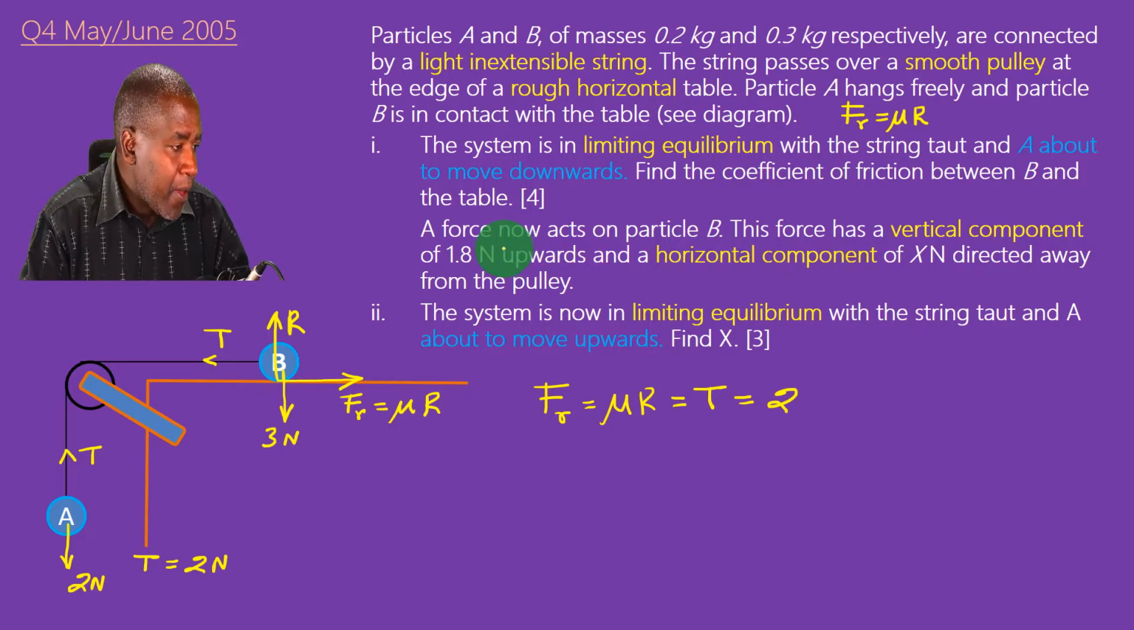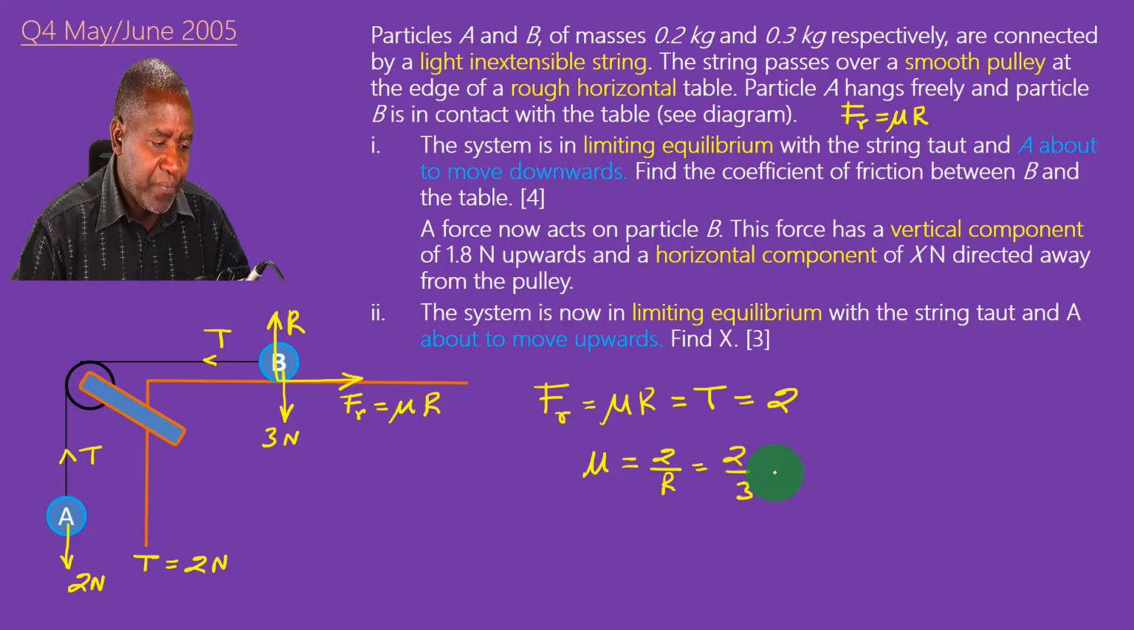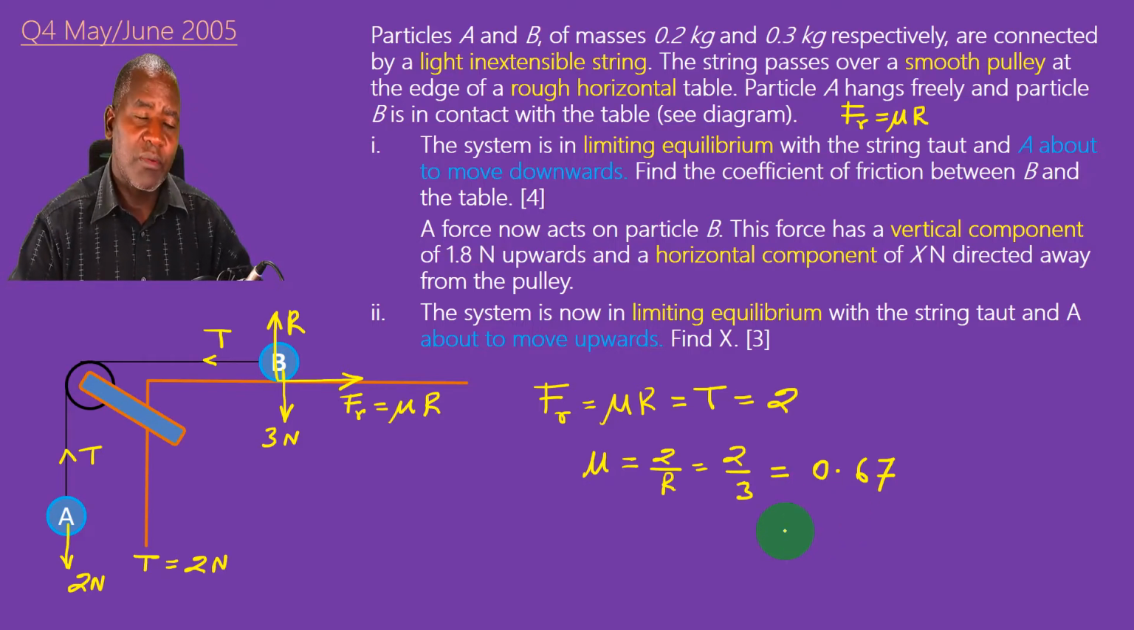Next, we are to determine the coefficient of friction between B and the table. That becomes very easy because now mu will be equal to 2 divided by R. This is 2 divided by 3, which is approximately 0.67. It's just as simple as that. Coefficient of friction, 0.67.